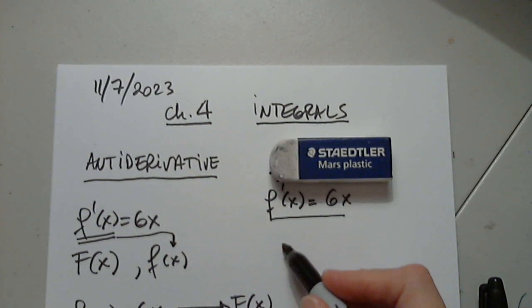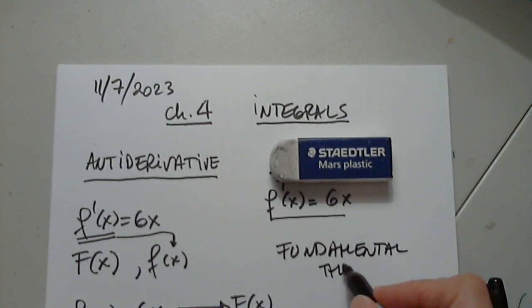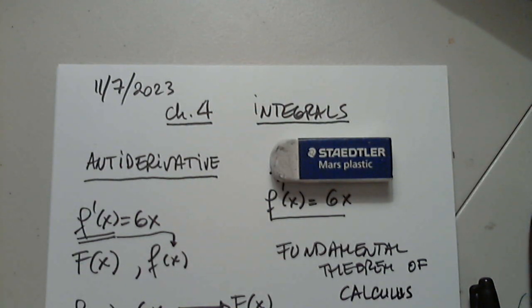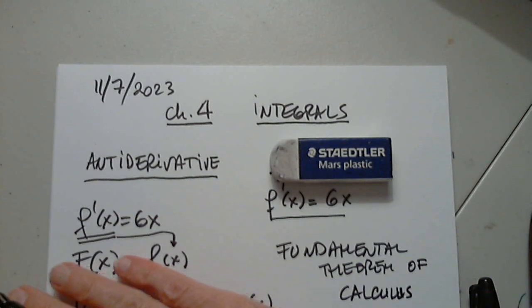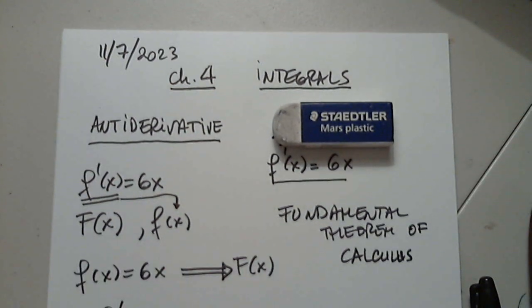And the theorem is called the fundamental theorem of calculus. So for now, let's say we are given f prime of x, which is 6x. Because I'm given the notation f prime, I will determine f of x. And how do I find this? How do I find the function whose derivative is this? Well, I go backwards. How do I go backwards?